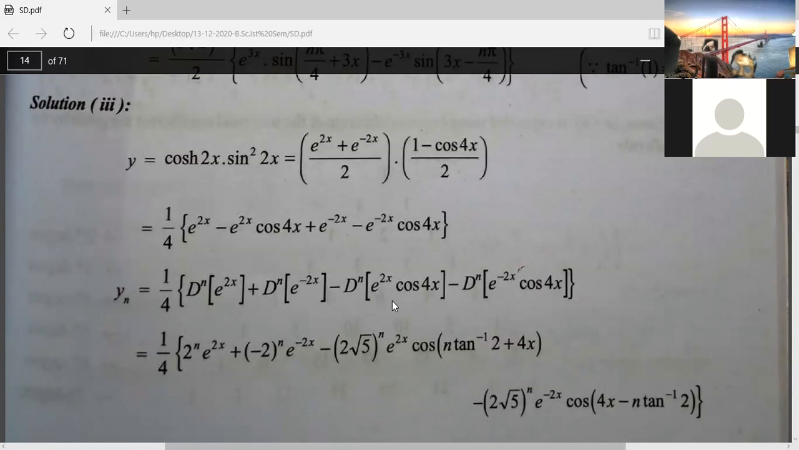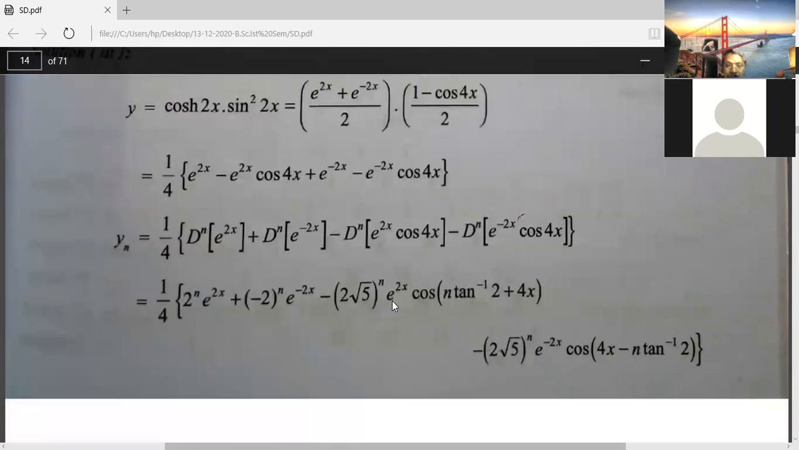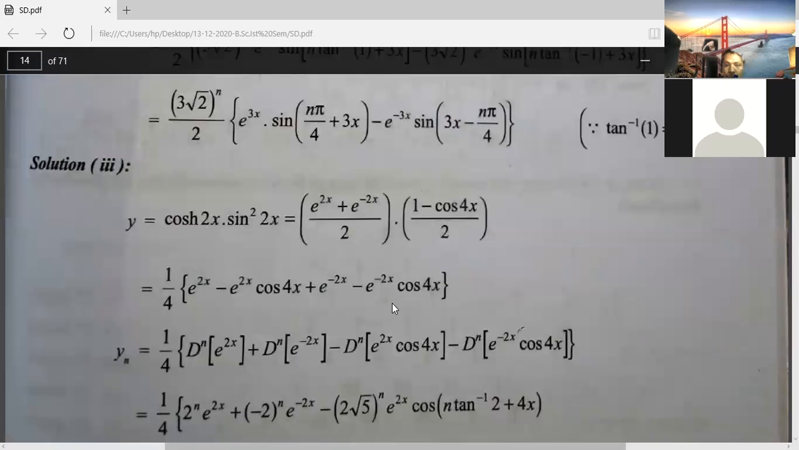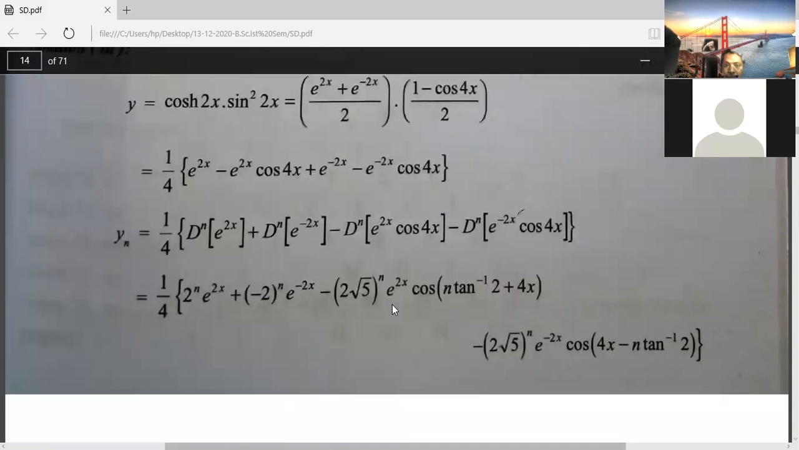The e to the power ax into cos bx formula is what? The nth derivative of e to the power ax into cos bx is (a square plus b square) to the power n by 2, e to the power ax, into cos of n tan inverse of b by a plus that angle bx. You have to write there, cos that angle you have to write. Now here a square means how much you get? Only I will show for this.